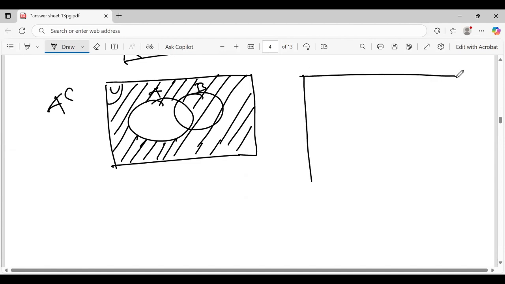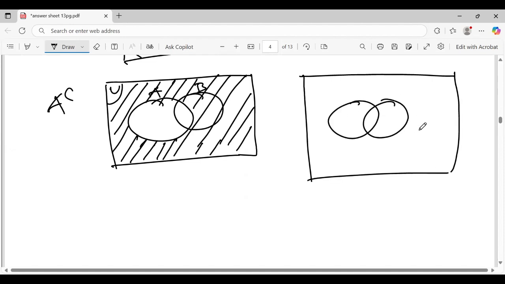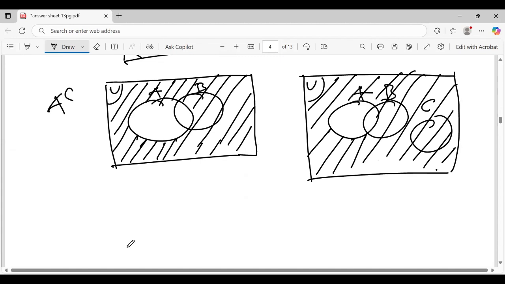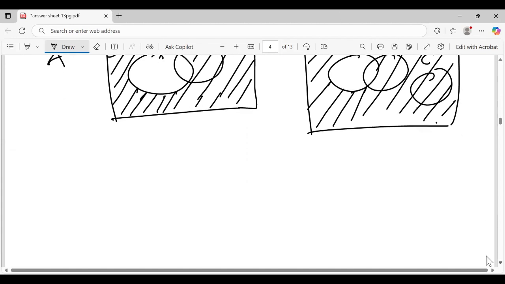Also, how about if there are three sets A, B, and C? A complement, okay, includes C. Yeah. Let's continue.